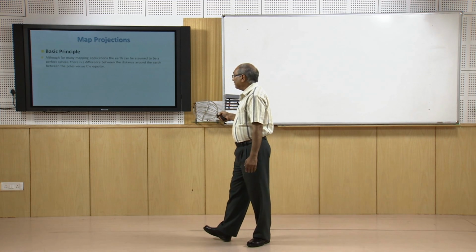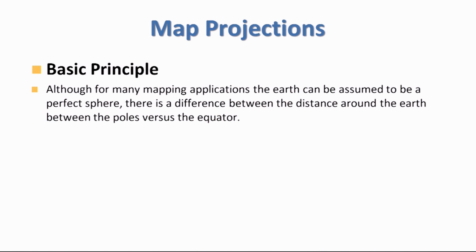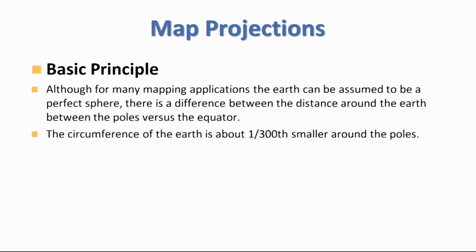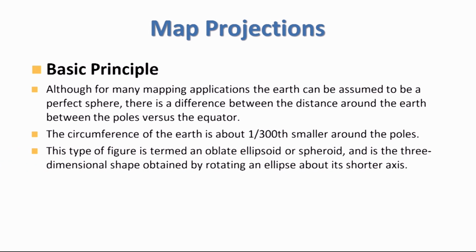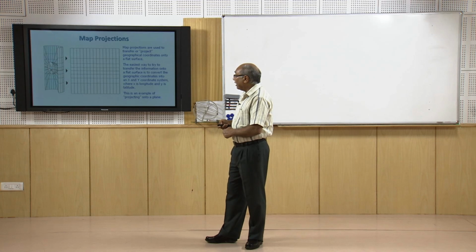For many mapping applications, the earth can be assumed to be a perfect sphere. There is a difference between the distance around the earth between poles versus the equator, as we know that the circumference of the earth is about 1/300th smaller around the poles, and this type of figure is termed an oblate ellipsoid or a spheroid, the 3-dimensional shape obtained by rotating an ellipse about its shorter axis. An estimate of the earth's surface based on the ellipsoid provides a determination of the elevation of every point on the earth's surface, including sea level, and is often called a datum. So, all these things are important here.